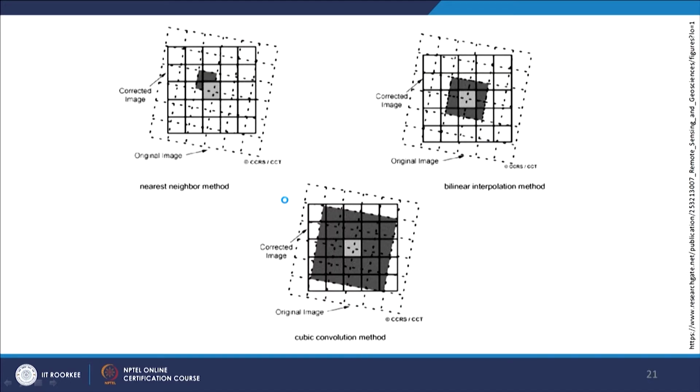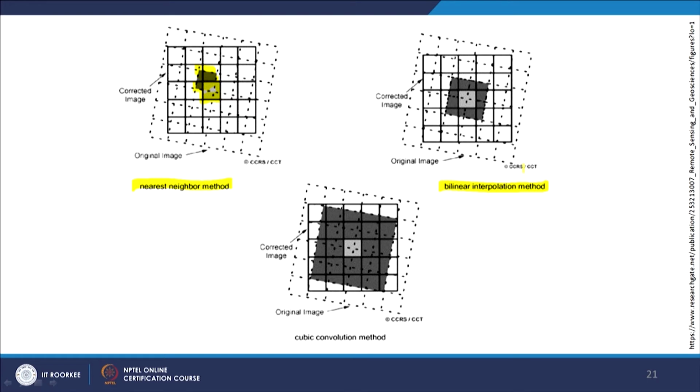Here, what you are seeing in the solid lines is the corrected image of the target, and in the dashed lines you are seeing the raw image, and we want to transform this pixel value, which is in dark color, to this one. If I go for nearest neighbor, then in this technique it will be assessed which pixel has maximum overlap with the target pixel, and that value is assigned. So this is nearest neighbor.